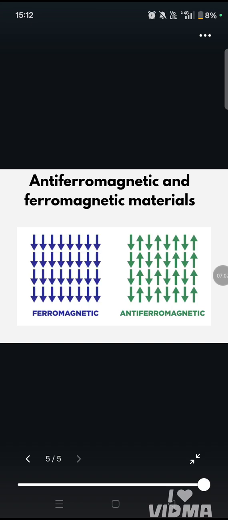So, to conclude, magnetic materials are classified based on alignment of atomic magnetic moments. Diamagnetic are weakly repelled, paramagnetic are weakly attracted, ferromagnetic are strongly magnetic, antiferromagnetic have zero net magnetism, and ferrimagnetic have moderate magnetization. Understanding these materials is very important for physics and engineering applications.